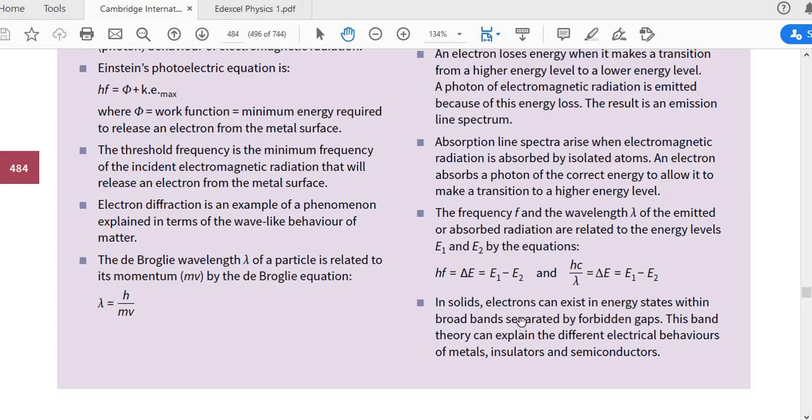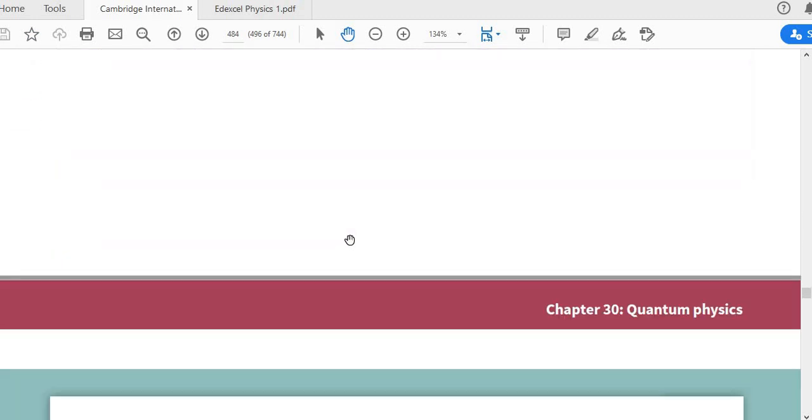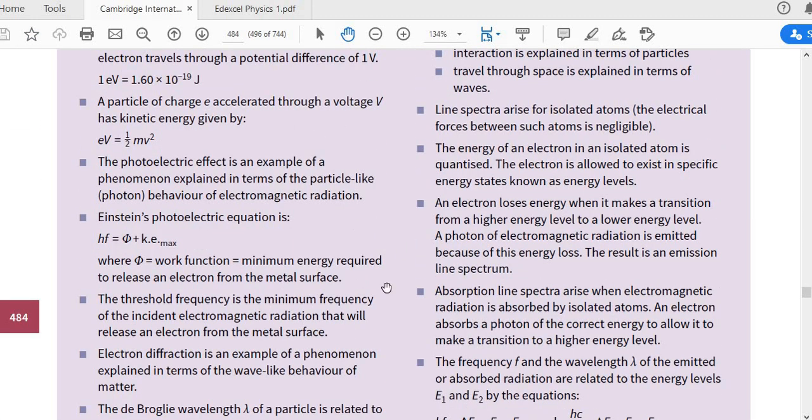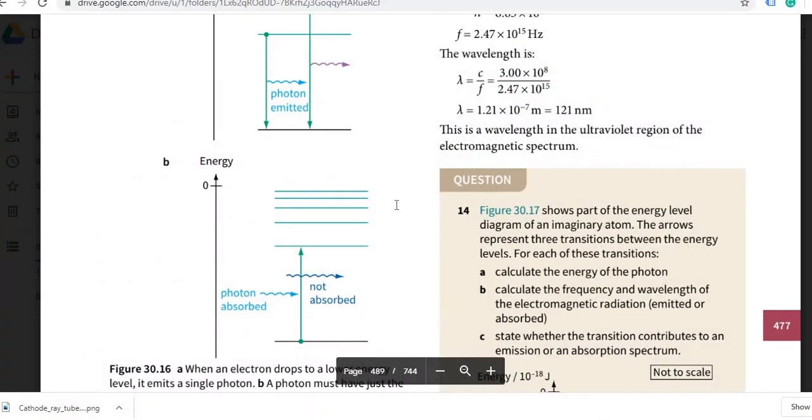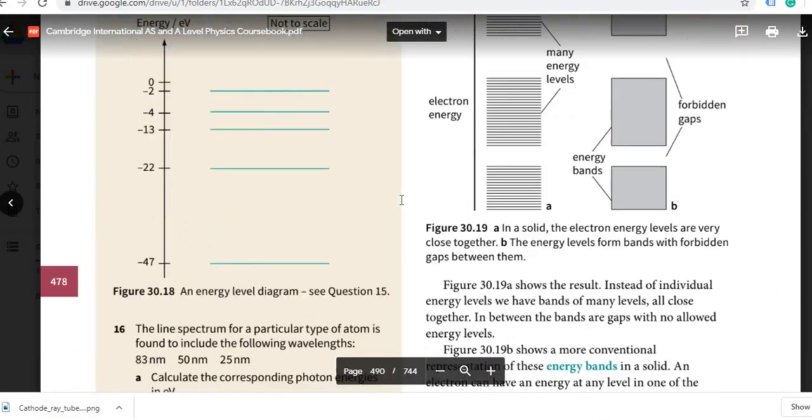In solids, electrons can exist in energy states within broad bands separated by forbidden gaps. This band theory can explain the different electrical behaviors of metals, insulators and conductors. We will learn about this when we come to conductivity. Let's quickly have a look at it. I think that's the last point in this summary. This is what we will be going through in detail. You can see it's here.